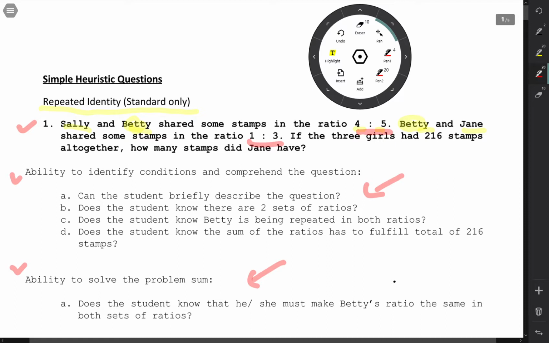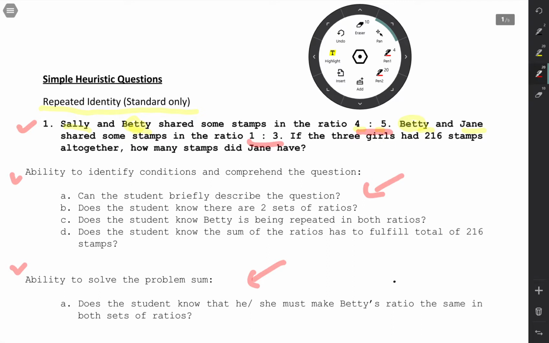All these are post-evaluation questions that you have to answer in the student's passport, so that we can identify if they exactly understand what's going on with the question. In this video, I'll be going through the concept, how or what this concept of a repeated identity is all about. Without further ado, let's look at the question.